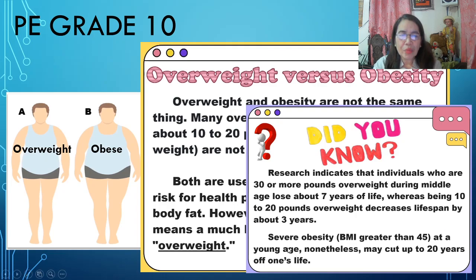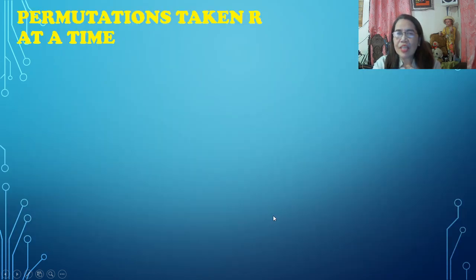But when it comes to severe obesity, it's worse. You may cut up to 20 years of one's life. So you will die at 50 years old if you were meant to live to 70. So in short, to avoid this as early as today while you are still young, you have to watch your weight. So, next, moving on.